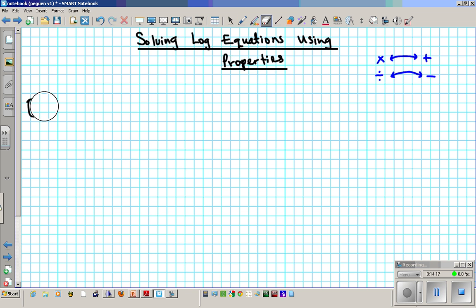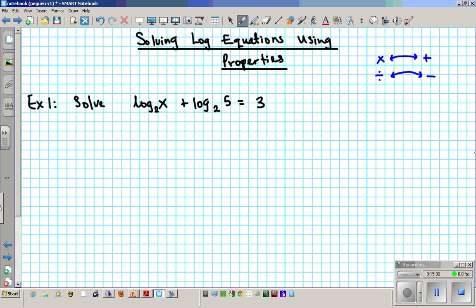Alright, let's try out example number 1. Solve log base 2 of x plus log base 2 of 5 equals 3. Let me write this a little bit bigger so it's obvious what we're doing. In this case, we want to solve for x. In order to eliminate the logs, they must be consolidated first. So you consolidate and then eliminate.